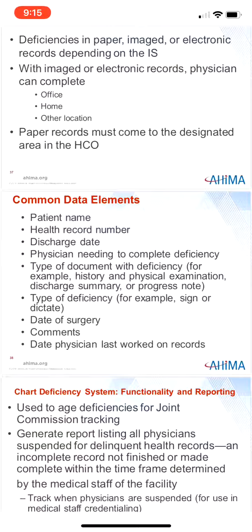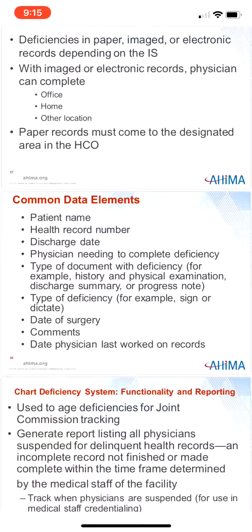When a patient is discharged from the hospital, the health record is automatically reviewed for deficiencies. When a deficiency is identified, the analyst is generally able to retrieve basic demographic information of the patient from the chart deficiency system. The analyst then enters the pertinent information such as the discharge date, physician, document type, type of deficiency, date of surgery, and any other information needed into the chart deficiency system.